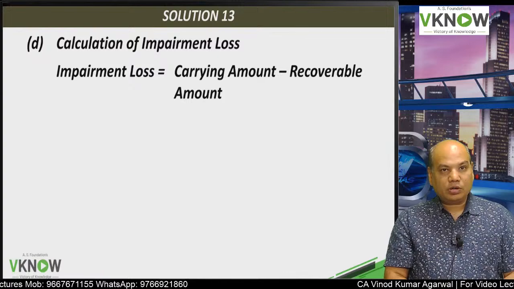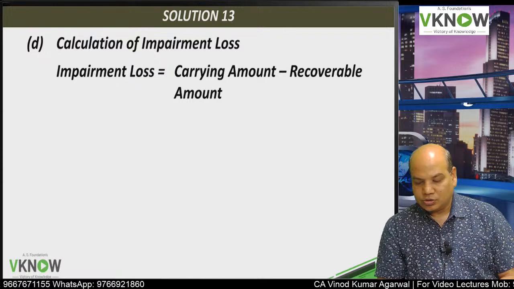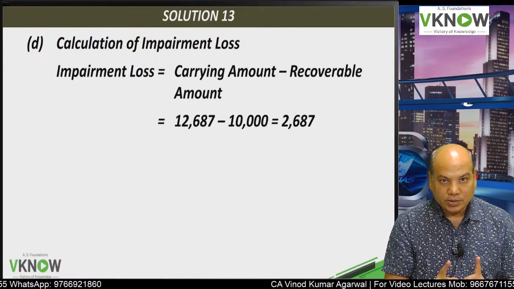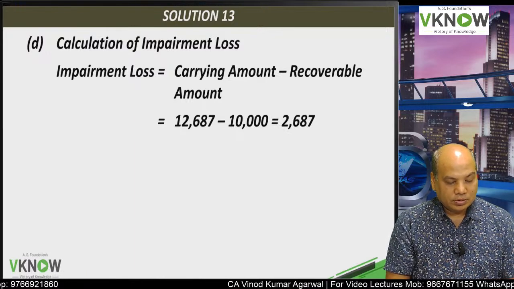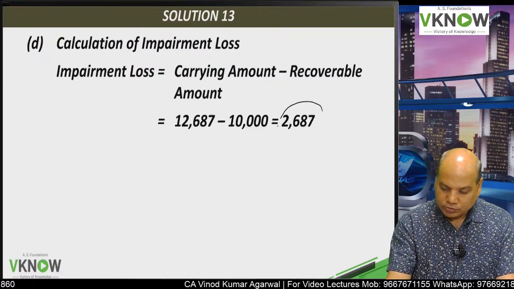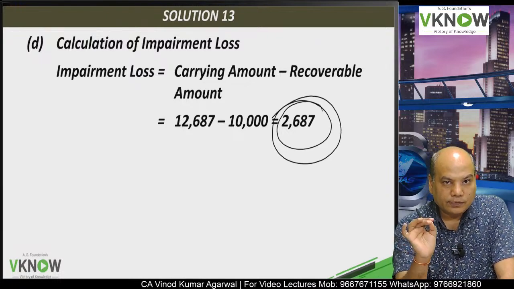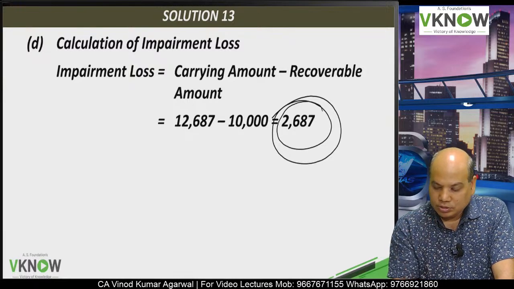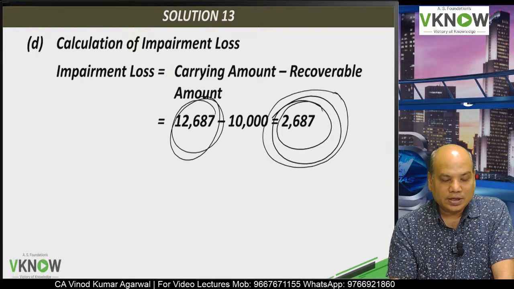That will give me impairment loss. So please reply, how much is your carrying amount? 12,687, step 1. Recoverable amount, step number D, 10,000. So therefore my impairment loss will be 2687, and I am going to reduce it from the carrying amount. I will get the revised carrying amount.